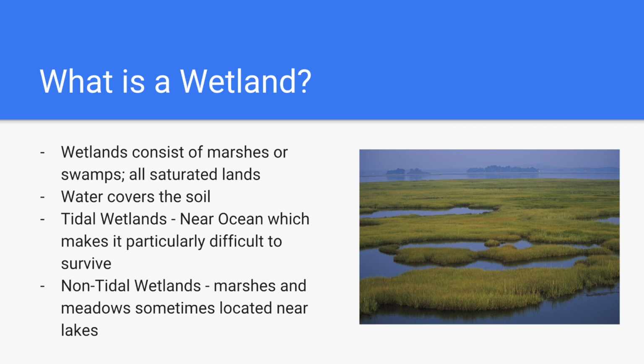There's different types of wetlands. There's tidal wetlands, which are near the ocean, and it's pretty difficult to survive here because of the clashing of fresh water and salt water. And there's also non-tidal wetlands, which are marshes and meadows, which are normally located near lakes or inland.